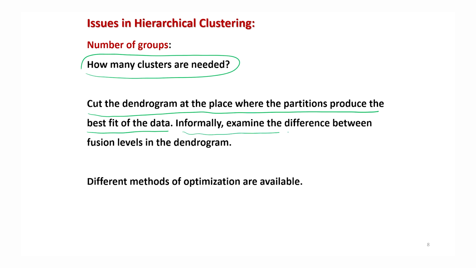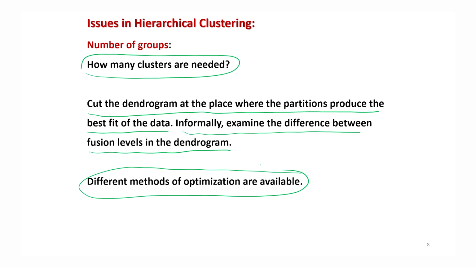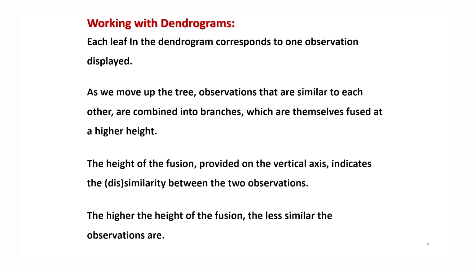So informally examining the difference between fusion levels in the dendrogram, we can see that the fusion levels have to be such that within a cluster the units should be more or less similar. Manually it is difficult, but different optimization methods are available in the literature and they have been implemented in the software also. I am trying to give you the basic idea, and there are different methods which can be implemented, and you will see in the next lecture that by using the different options in the R software you can easily do it.